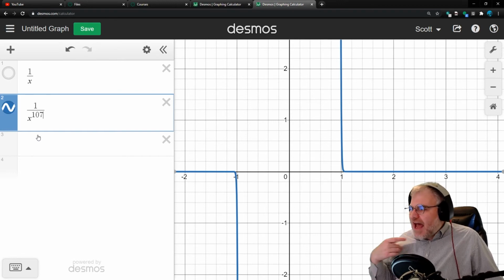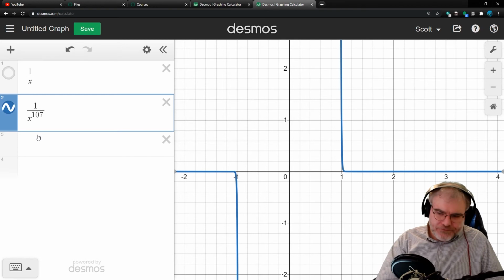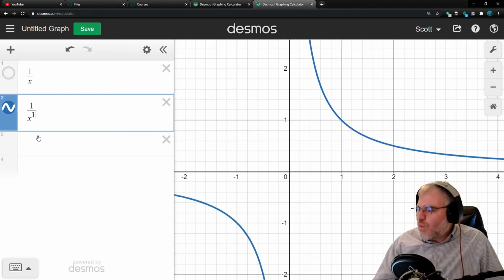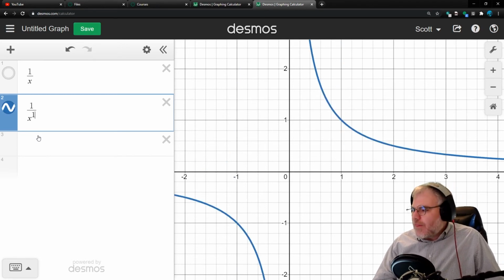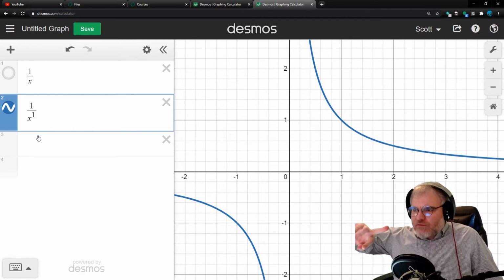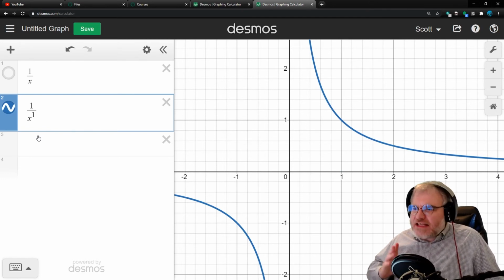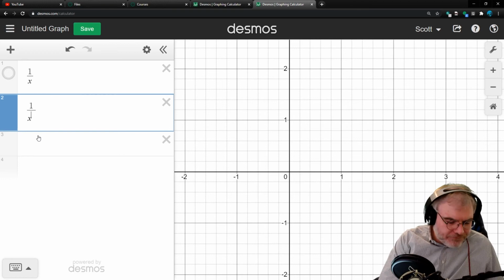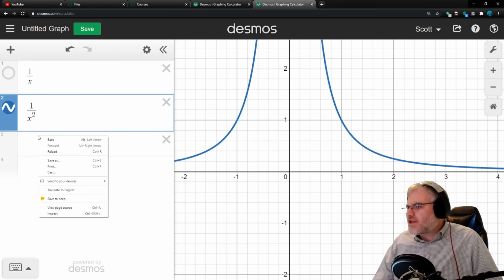Now, what's going to happen if I square it instead? There's only one thing that happens. The left side flips to the top, just as if I had taken the absolute value. That is the only thing that changes.